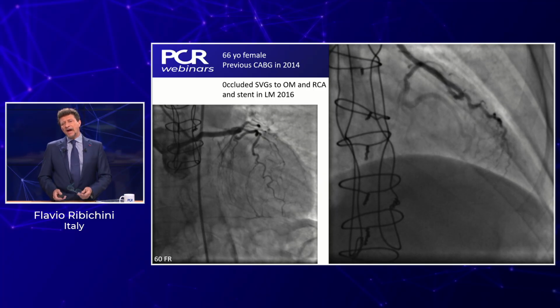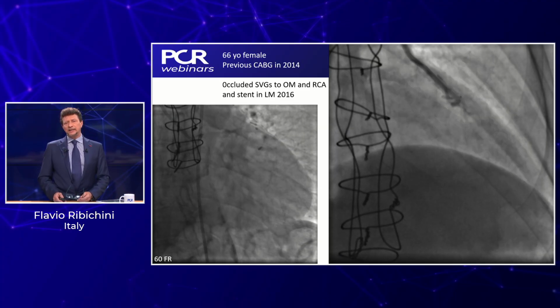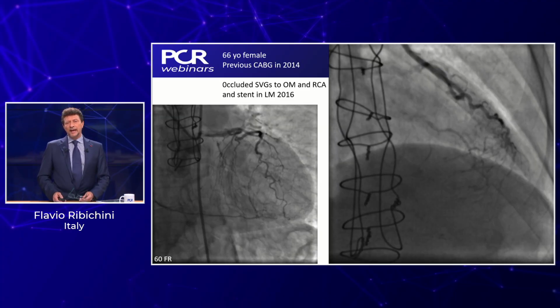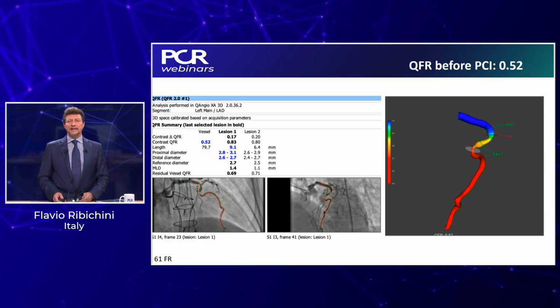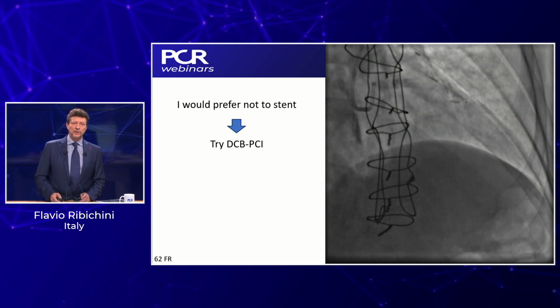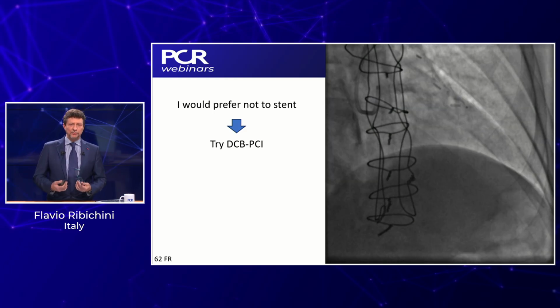A short time after this operation, I had to put a stent on the left main of the lady because she had chest pain, and she did well for 2 years, but then this lesion in the mid-LAD came and brought her back again to Verona. You see that there is no doubt, the physiology is significantly impaired with a QFR of 0.52, and of course this is the kind of lesion where I would like to avoid implanting a stent.